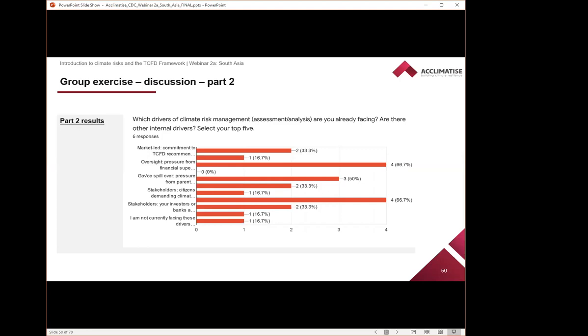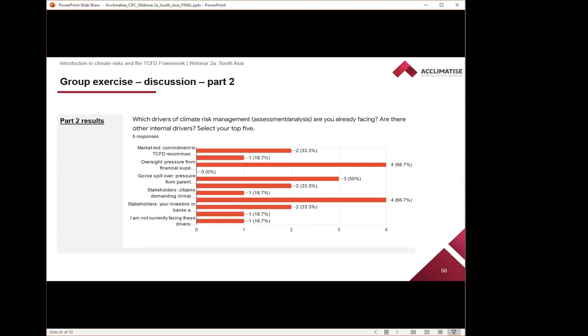And in terms of the top transition risk drivers, climate risk management governance drivers, we're seeing oversight or pressure from financial supervisors and stakeholders. So that could be your investors or your banks, people lending to you or investing in you.